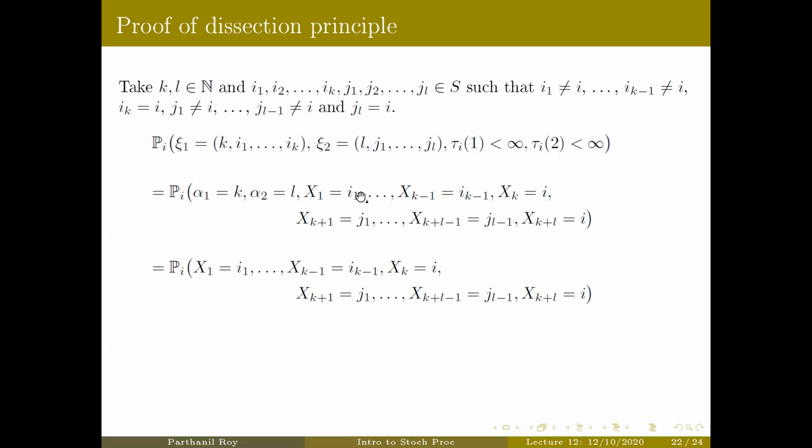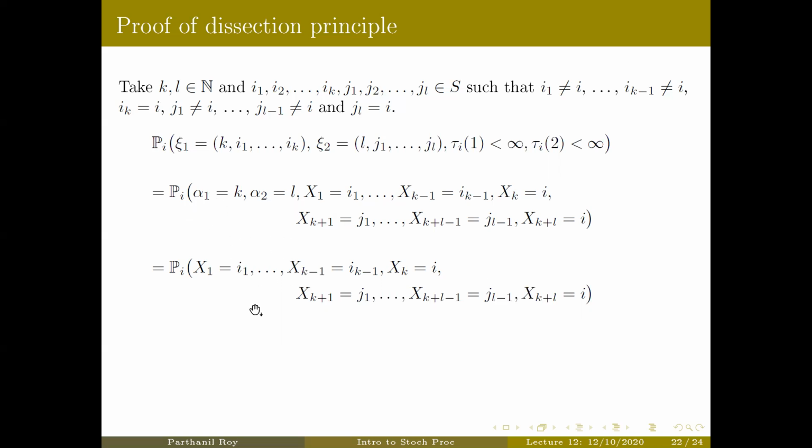Okay? Because this means that x1 has not returned to I, x2 has not returned to I, all the way up to xk minus 1 has not returned to I. It's not equal to I. And then finally, xk is I. So therefore, the first time it's returning to I is k. Similarly, this part would tell you that the second excursion length has to be L. After the first excursion, in the first L minus 1 steps you don't reach I, and then finally you reach I. So therefore, this is automatic, and I can get rid of those two as well. So these are redundant.